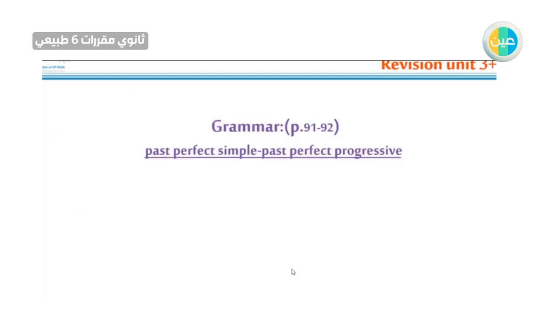Okay, the second rule for these units is past perfect simple and past perfect progressive. First of all, when do we use perfect? Perfect to express action happened in the past, but there is no specific time. There is no particular time. Okay? And it didn't finish yet.